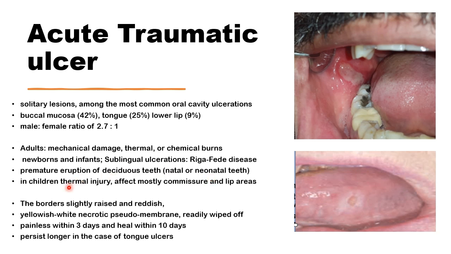In children, it's mostly thermal injury in the lips. The borders of the ulcer are sometimes raised and reddish, or it can be whitish and hyperkeratotic. The base of the ulcer is yellowish white, necrotic, and covered by a pseudomembrane that can be readily wiped off. The ulcer stops being painful within 3 days, but they may take as long as 10 days to heal. Usually the tongue ulcers would take a bit longer to heal.